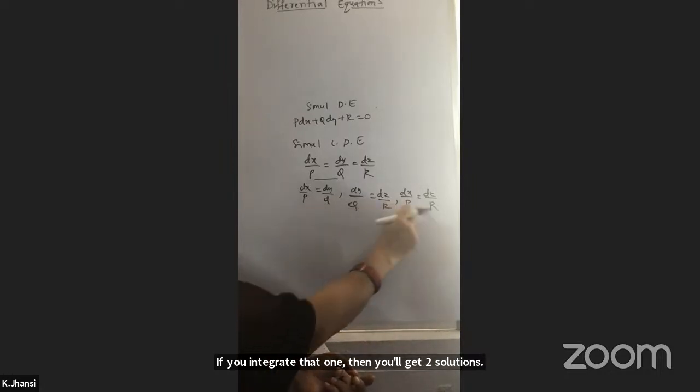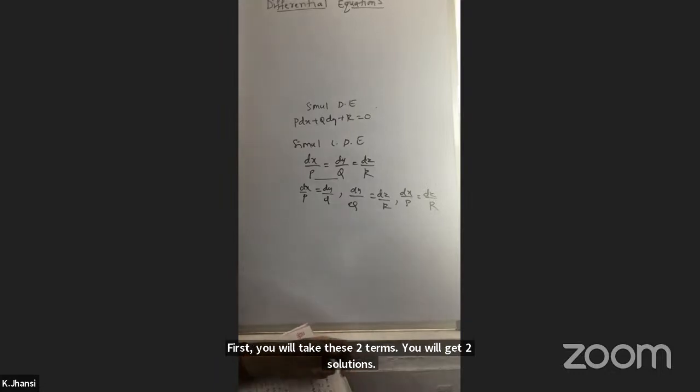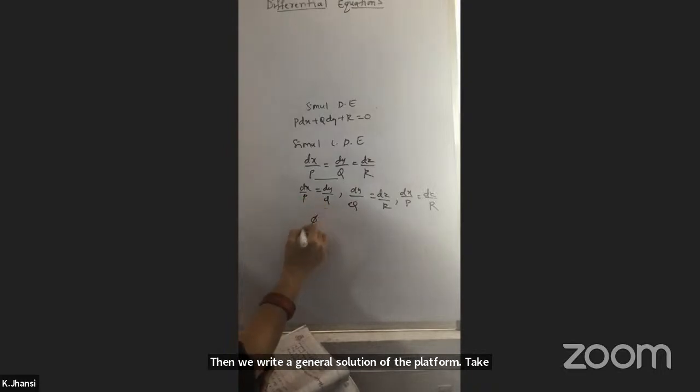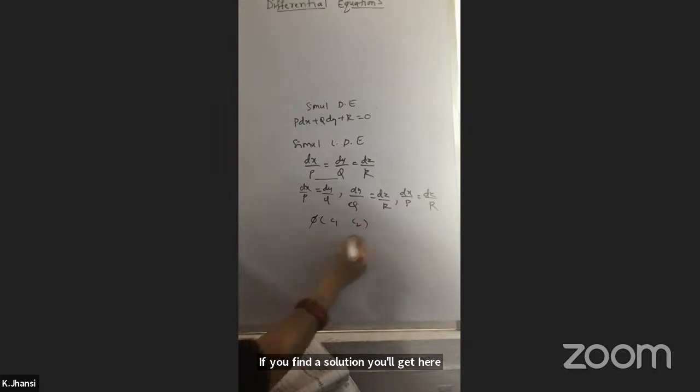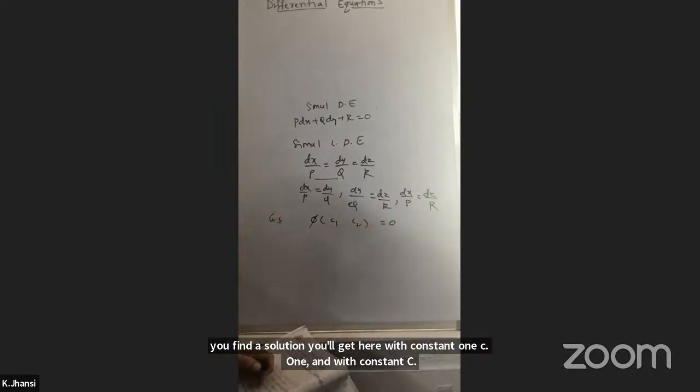If you take these 2 terms, you will get another 2 solutions. Okay. Then we write the general solution of that one. Take any 2 ratios and by the variable separable method, integrate, and if you find the solution, you will get it here with constant C1 and with constant C2, it is equal to 0. This is the general solution of this one.